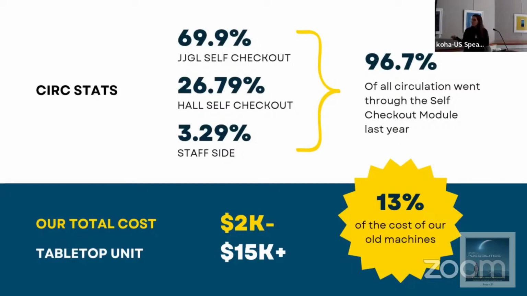If there's an exception, we can take it in the back room and do it for them, but it's only 3.29% of what we've needed to do so far. That's mainly curbside calls, which are very rare, and exceptions, like if they have a block and we still want them to be able to check out for the day, we'll do that in the back room. And at home, we had a little bit less, but it was 26.79% of all of our circ for the year that went through their checkouts.